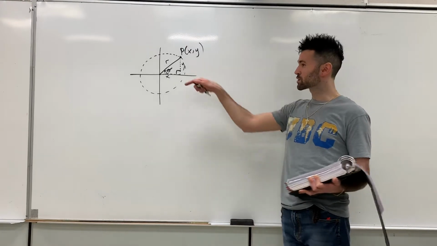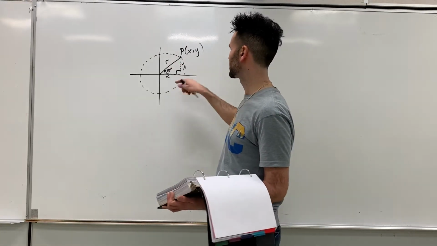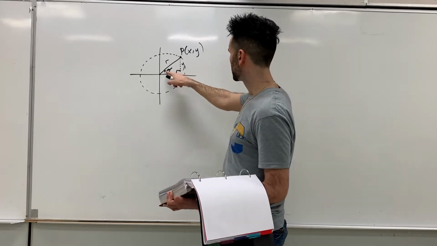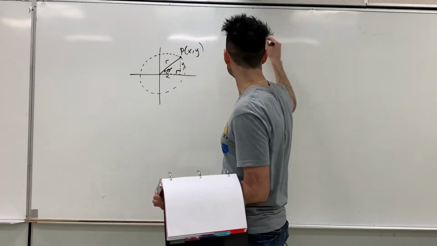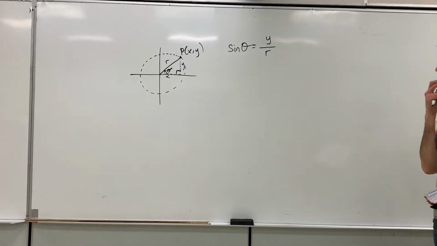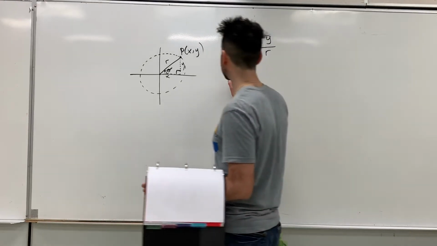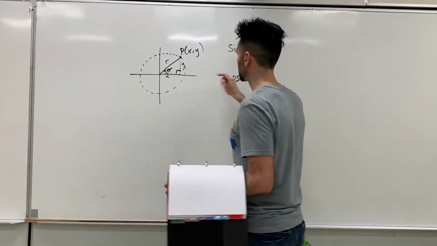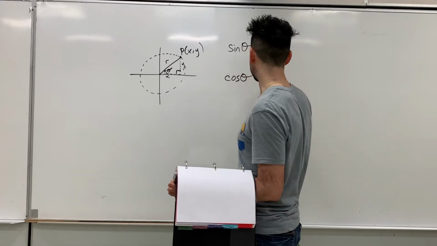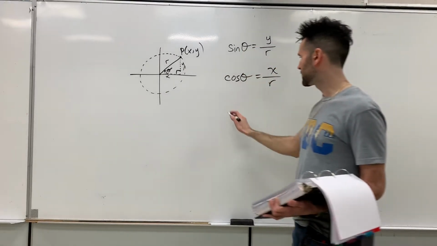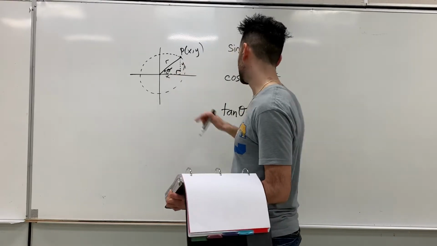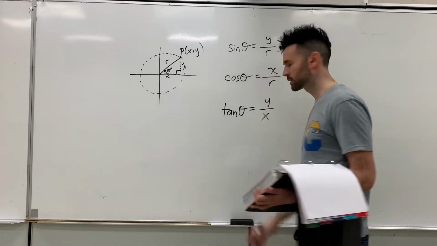So let's reconstruct all the ratios. If we're using these letters, well, sine theta would be opposite over hypotenuse. So now it's y over r. And if you check your formula sheet, you'll see that. Cos theta, so here's theta, that's adjacent over hypotenuse. So it's x over r. And then tan theta, well, that's opposite over adjacent, so that's y over x.